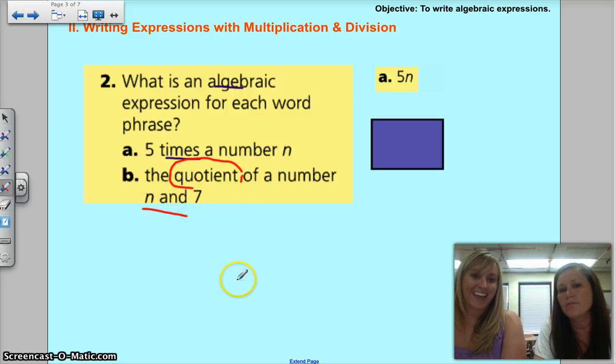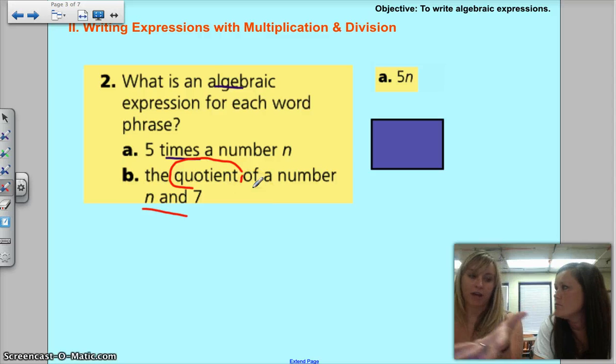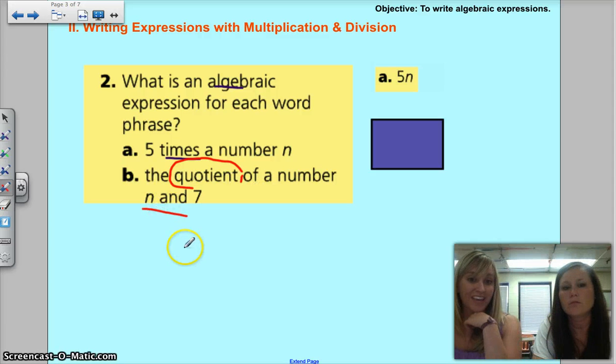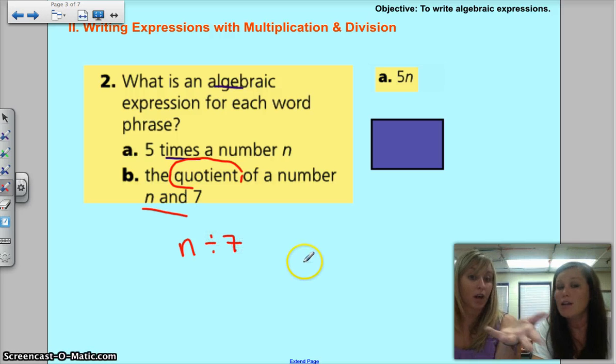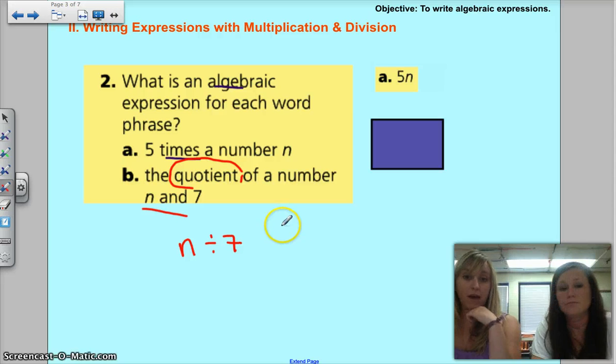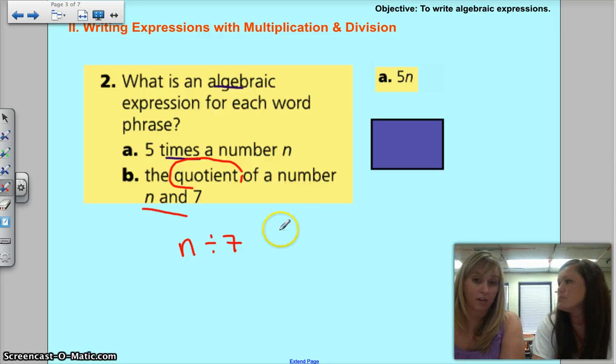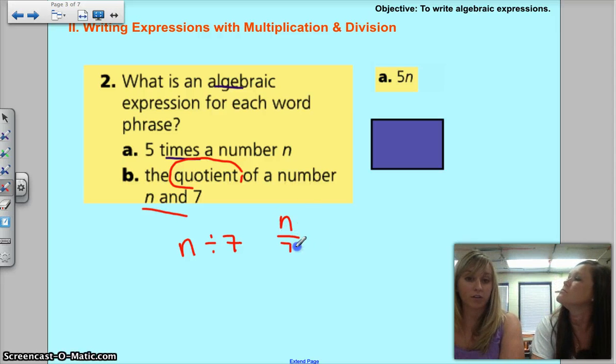Well, I see n and 7, and I'm not using one of the more than or less than phrases, so I'm just going to read it from left to right. So I have n and 7, but I know it's quotient. I can say n divided by 7, but now that we're fancy, I will do n over 7.